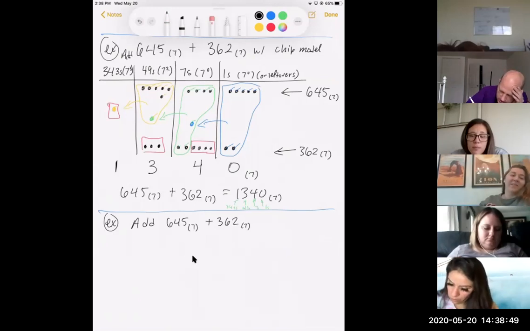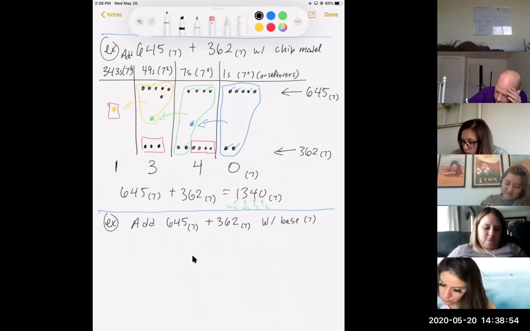All right, so we're going to add these together with base blocks. So base 7 blocks.